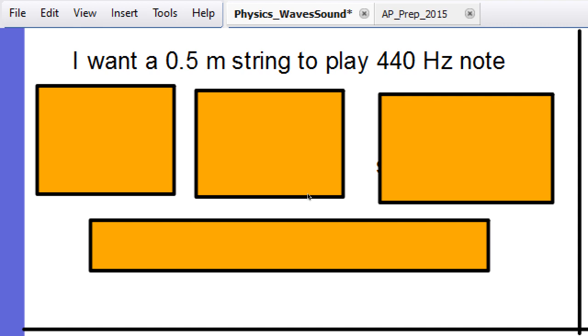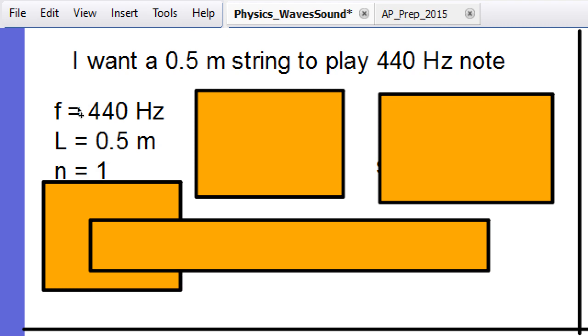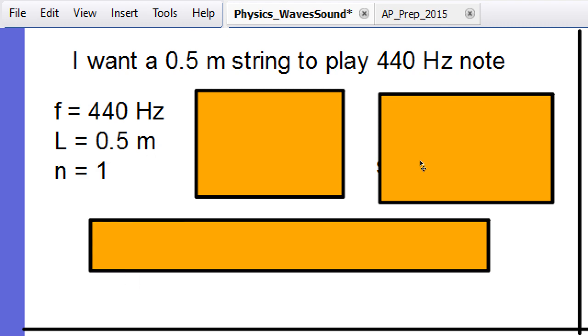Let us pretend that we have a 0.5 meter string. We want it to play a note of 440 hertz. Alright, so what do we know? We know our frequency. We know the length. We know that we want it to be the fundamental frequency, so we know what n is as well.